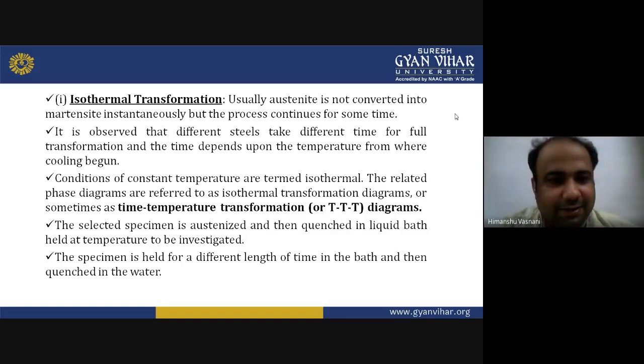Okay, we have studied this TTT diagram also in the previous lectures, where they do it for a particular material. The selected specimen is austenitized and then quenched in a liquid bath held at the temperature to be investigated. So the specimen is held for a different length of time in the bath and then quenched in the water.